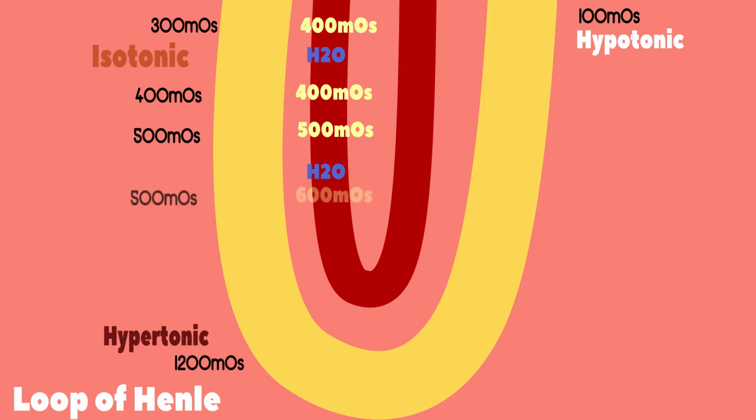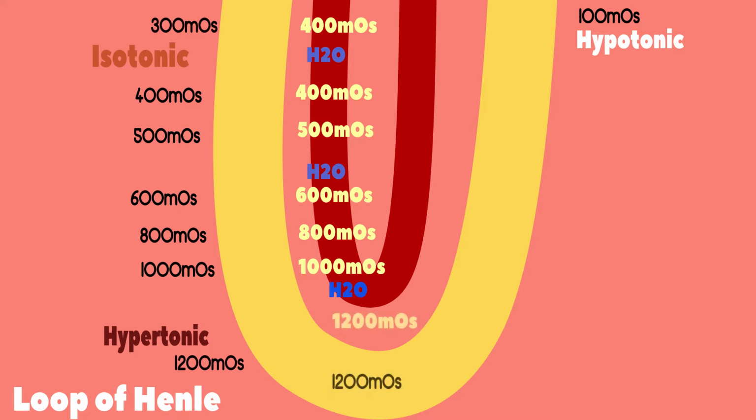This process repeats as the ultrafiltrate flows deeper and deeper, ultimately becoming approximately 1,200 milliosmol, or hypertonic, when it reaches the bottom of the descending limb. This means that the ultrafiltrate is hypertonic to blood, and this is due to the significant amounts of water that has been reabsorbed while the solutes remain in the ultrafiltrate.